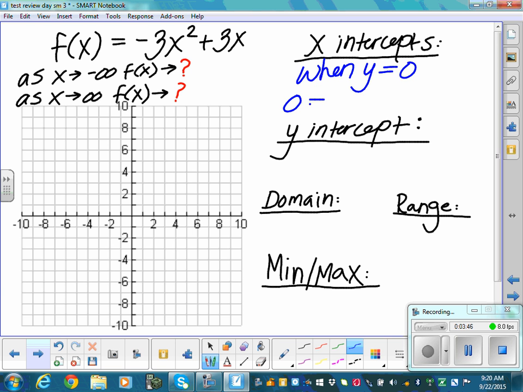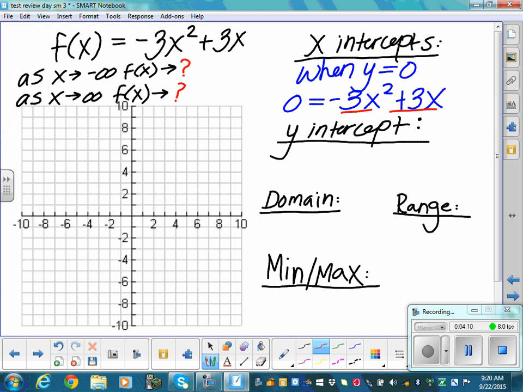So we'll have 0 is equal to -3x squared plus 3x. Now we can solve for the zeros, right? It's a quadratic. We could use the quadratic formula. Or this one actually factors from the beginning. This one's easier to factor. I'm going to quickly factor this one. What's in each term that's in common?